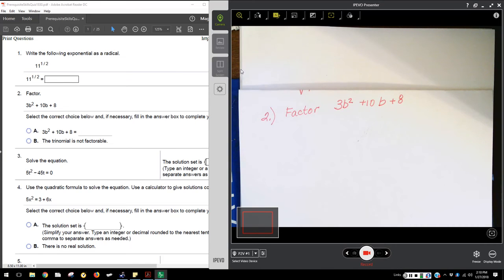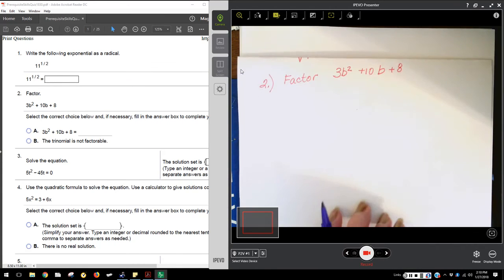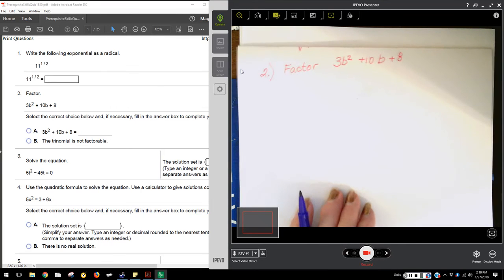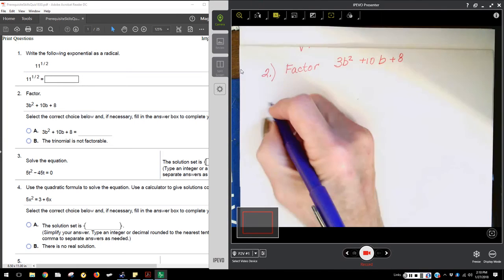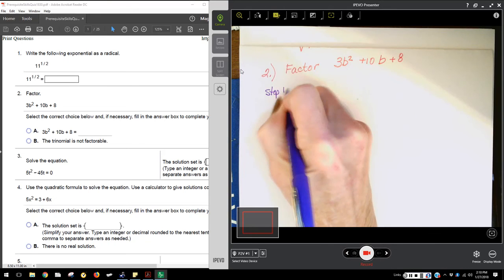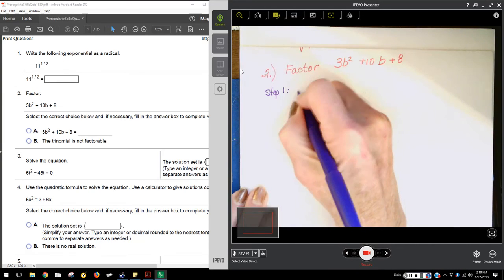But if factoring has always been the bane of your existence, and for most people it is, I think, I have a method of factoring that always works. The good thing about it is that it'll tell you if the thing factors, then you'll know its factorization. And if it doesn't factor, you'll know that as well. And it involves 2 steps. Step 1, look for a GCF, greatest common factor.